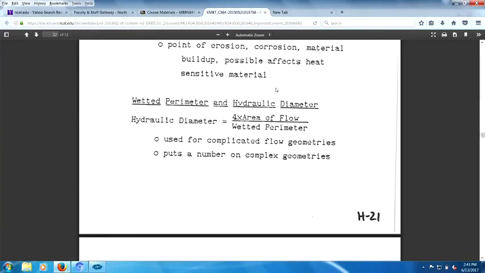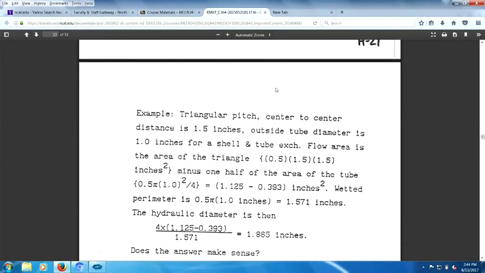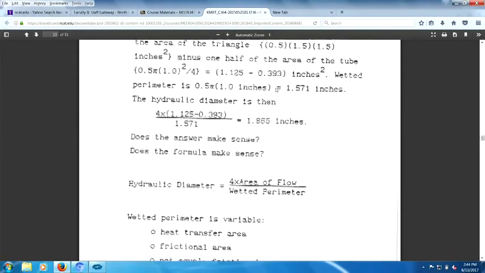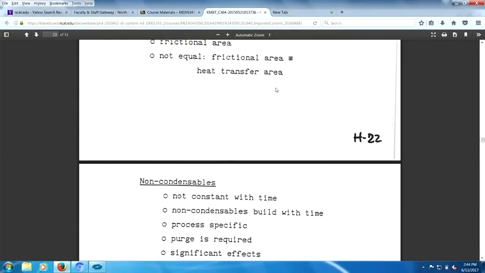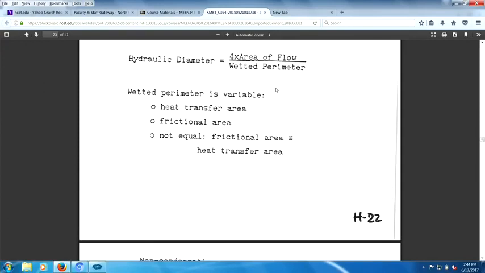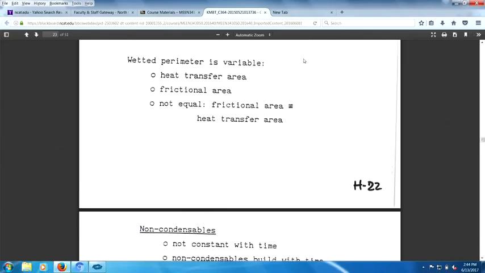You should read up on thermal entry region. You should know wetted perimeter and hydraulic diameter, and further on down here we do a calculation. Hydraulic diameter. Wetted perimeter is variable. You should watch out. It's a little different for heat transfer than fluid mechanics. So hydraulic diameter in heat transfer is different than hydraulic diameter in fluid mechanics.